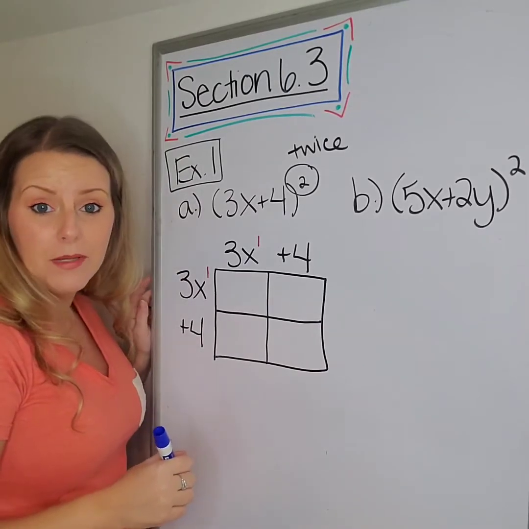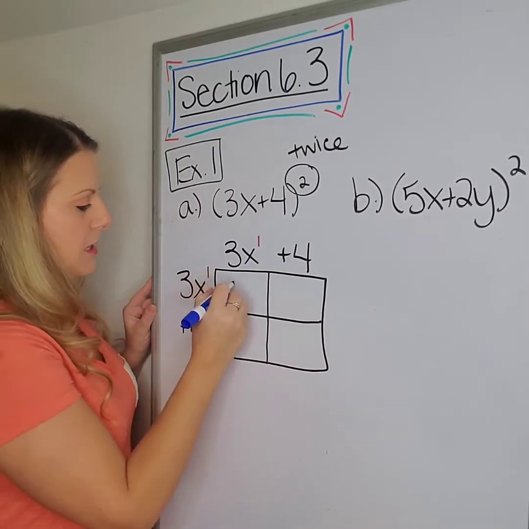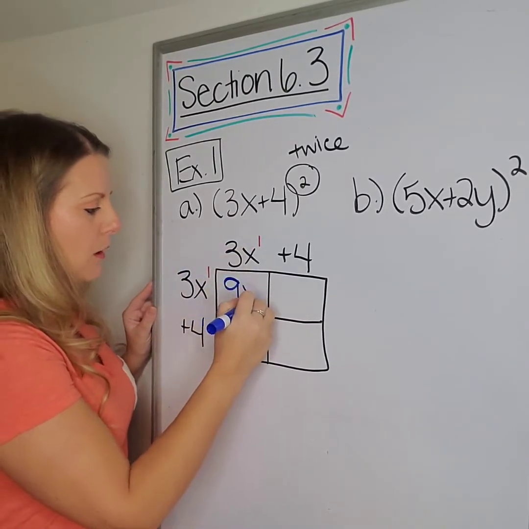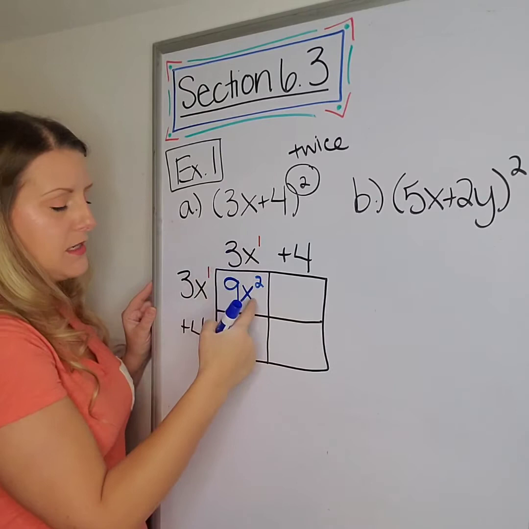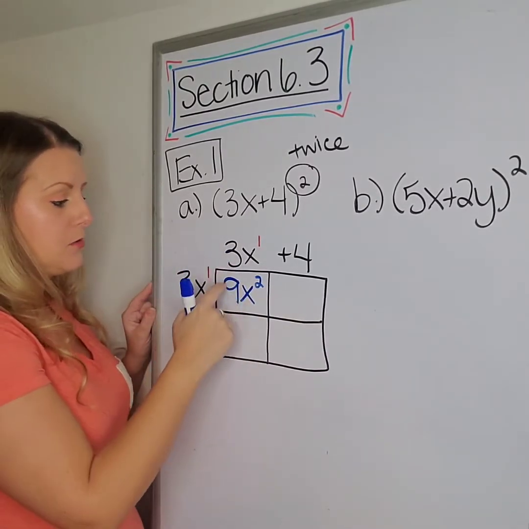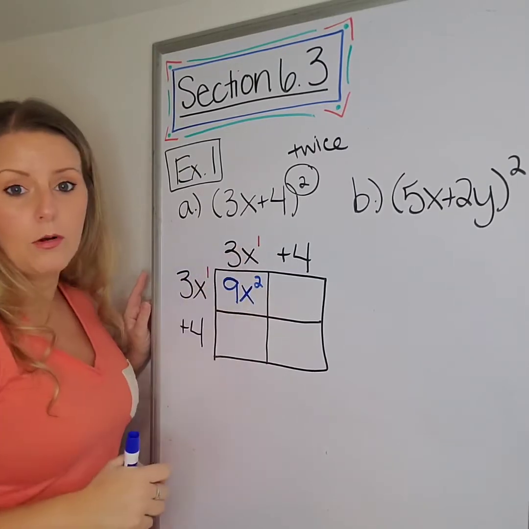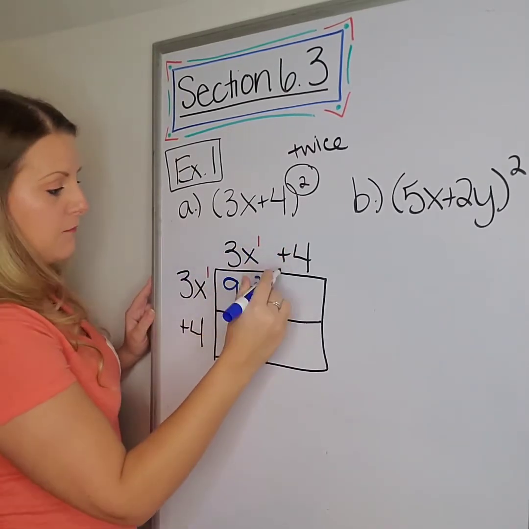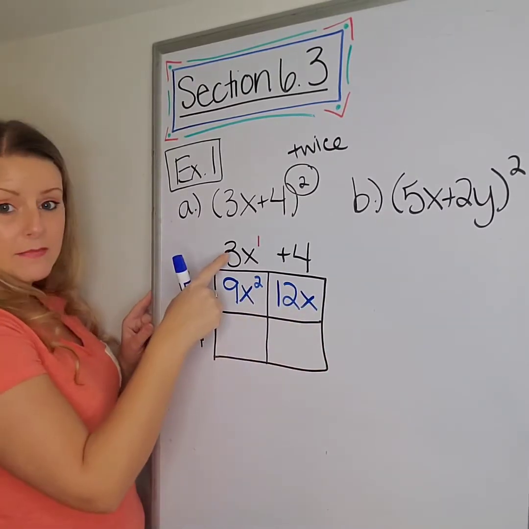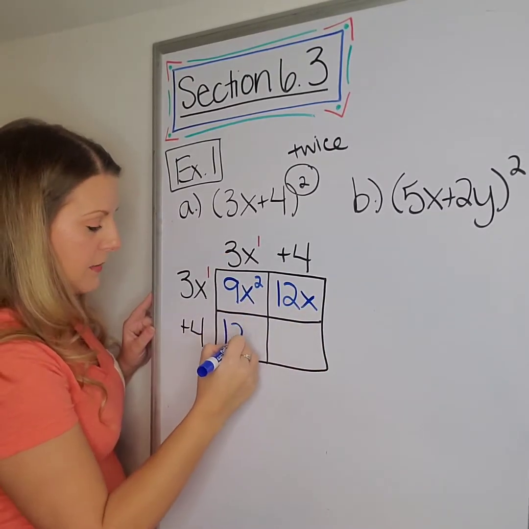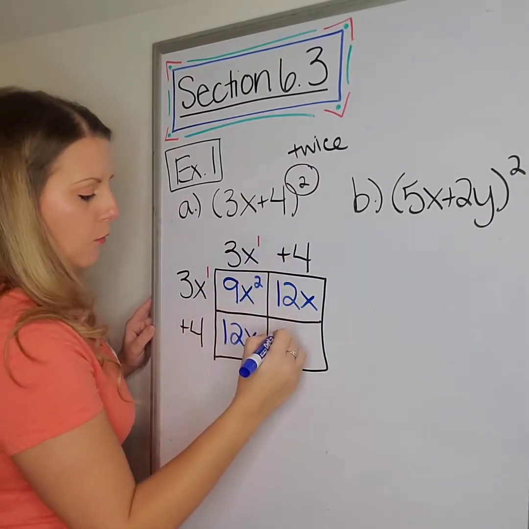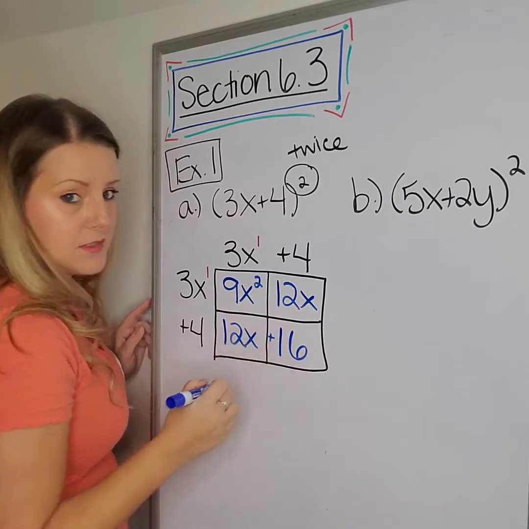So multiply the big numbers. 3 times 3 is 9. Add the small exponents. 1 plus 1 is 2. X times x is x squared. So we're multiplying 3 times 3 and adding 1 plus 1. 3 times 4 is 12. Keep the x. 4 times 3 is also 12 because it doesn't matter the order. Keep the x. And then 4 times 4 is 16, and it's a positive 16.